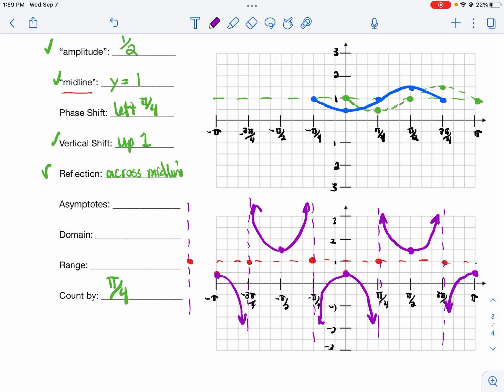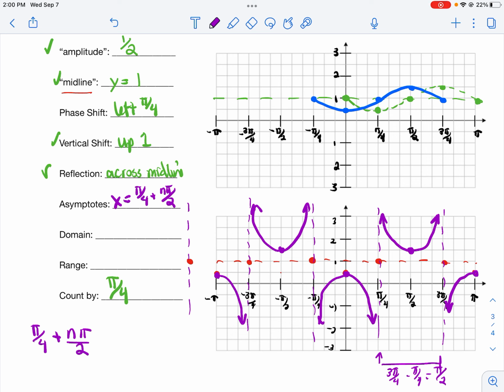So all I've got to do now is figure out my asymptotes, domain and range. So my first positive asymptote is here at pi over 4. And I've gone from pi over 4 to 3 pi over 4 is the distance I've traveled. So 3 pi over 4 minus pi over 4 gives me 2 pi over 4, which is pi over 2. So I'm going to add n times pi over 2. Okay. And so that is the equation of my asymptote, x equals that value. And that's how you figure out your asymptote.